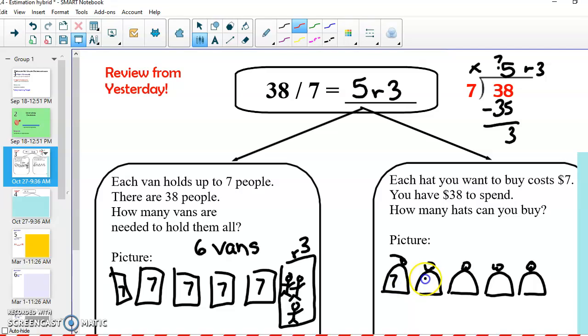Okay, so we have 7, 14, 21, 28, 35, and then I only have my remainder of 3, so that's $3. But I know the store clerk won't let me buy another hat with only $3 when they really cost $7. So here, I know that I can really only buy 5 hats because $3 won't cut it. All right, let's go to the next one.